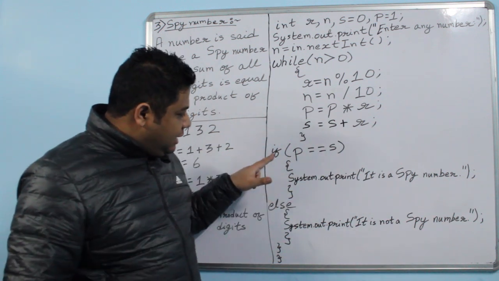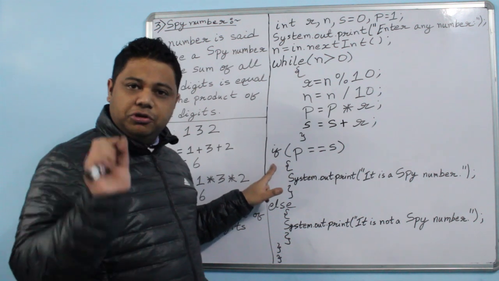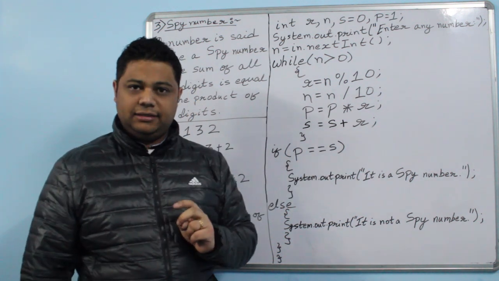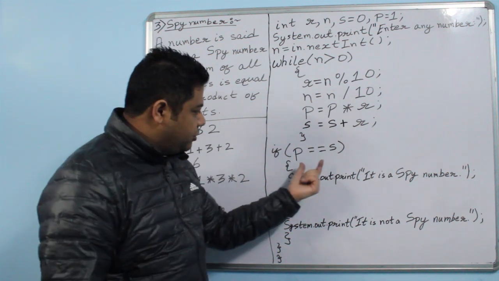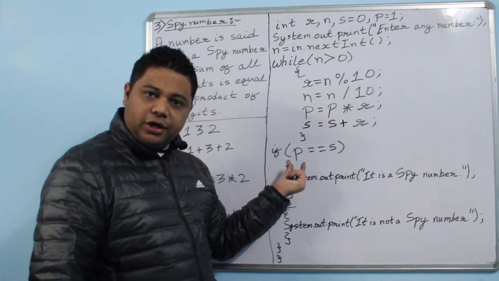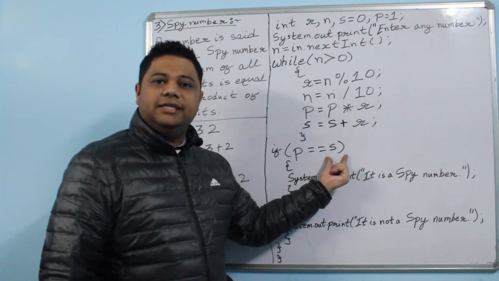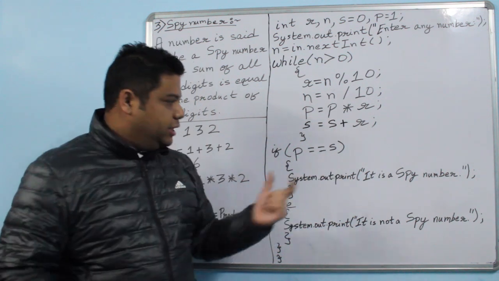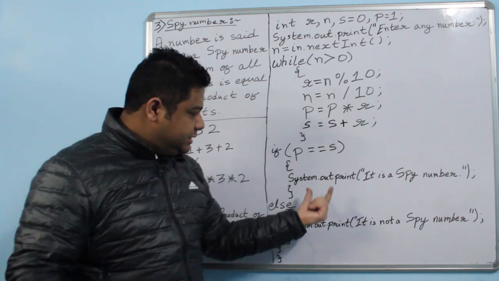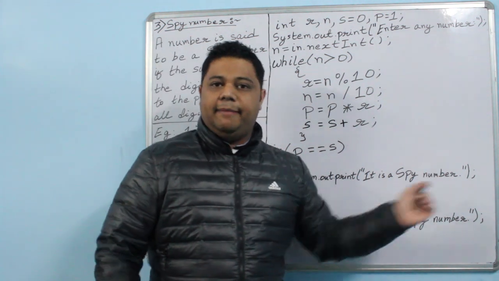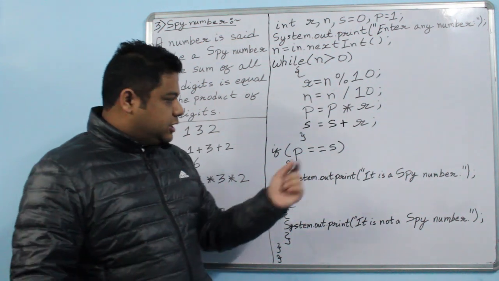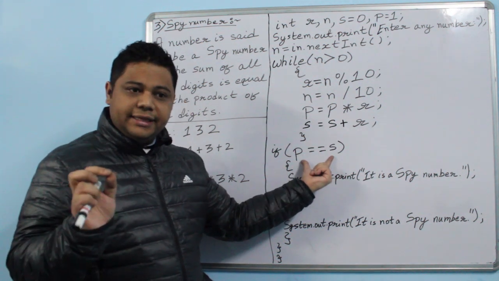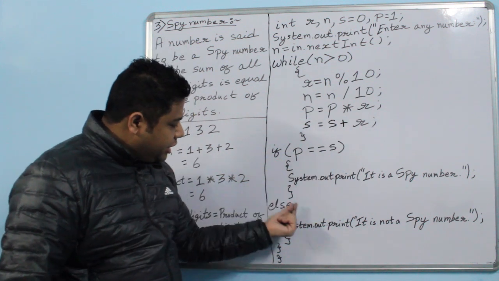So over here, after the loop, the if condition should be like this: if P equals S. So we are using the equals to operator over here. P is the product of the digits and S is the sum of the digits, so these are two variables where the product and sum of the digits are stored. Now if they are equal, that means it is a SPI number. And suppose the product and sum are not the same, then what will happen over here? It will go to the else part.